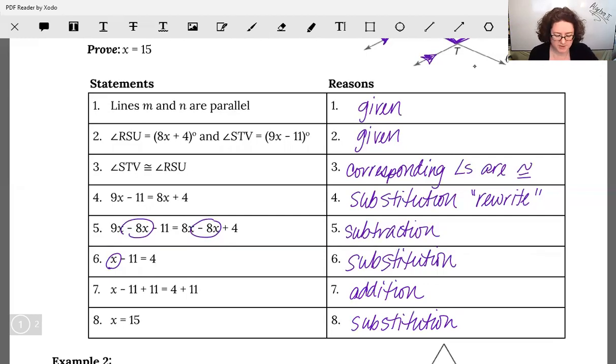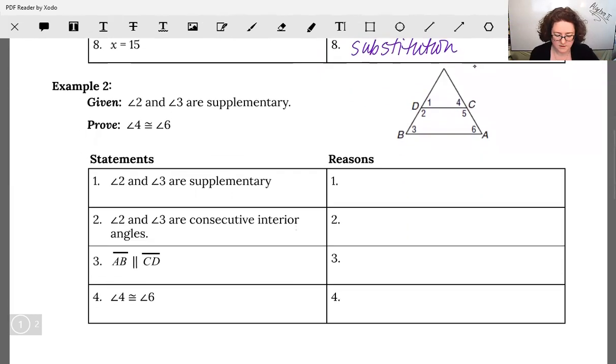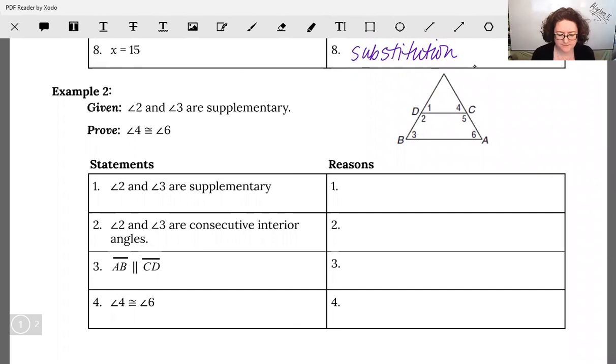Okay, let's look at example 2. So much shorter proof on this one. We are given that angles 2 and 3 are supplementary, and we're trying to prove that angle 4 and angle 6 are congruent. Okay, so I don't really have a way to mark supplementary on my diagram, so that's okay. But if they gave that to us, then our first reason should be just given.